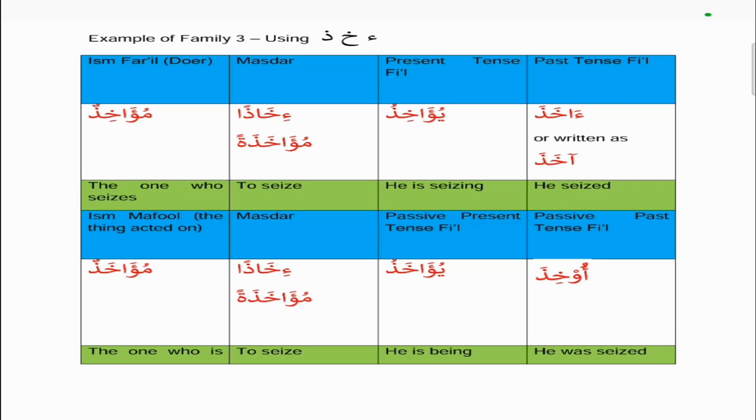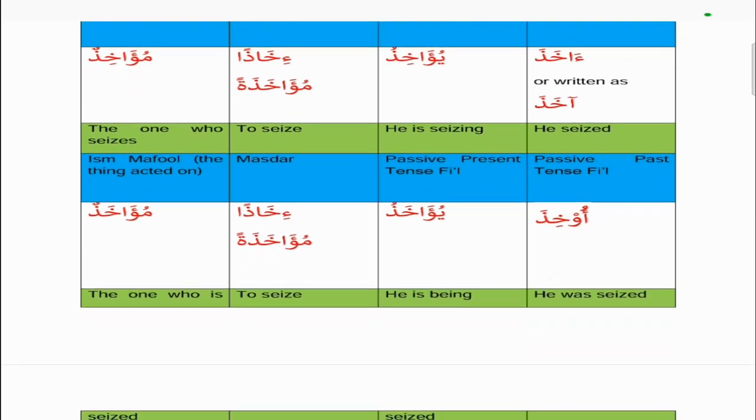The passive past tense is ukhiza, so he was seized, or it was seized even, and passive present tense is yu'akhazu, he is being seized. You can see the harakat are all on the top, which is typical of a passive present tense, and the masdar as per before, ikhazan or mu'akhazatan, and the ism maf'ul is the thing that's acted on, so mu'akhazun, so the one who is seized. And again, a connection between the passive present and the ism maf'ul, just change the ya to a meem. The ism maf'ul is heavy because it's an ism, so mu'akhazun.